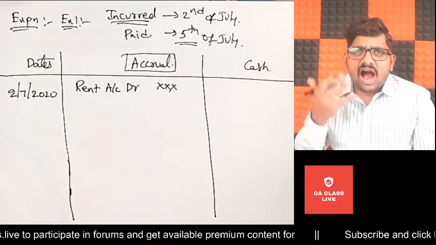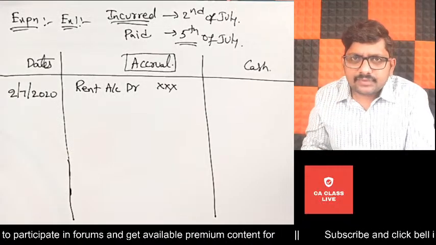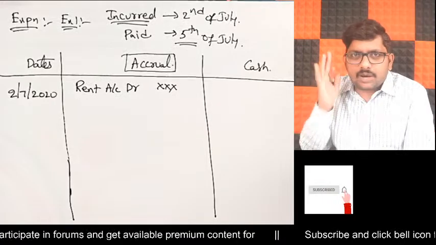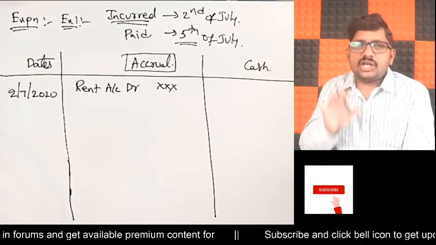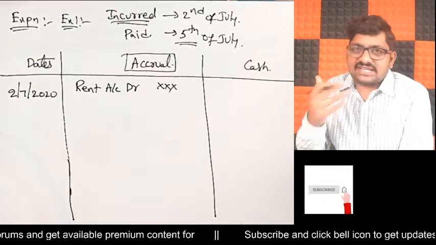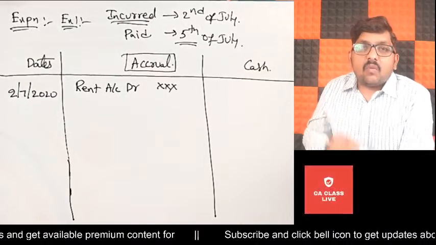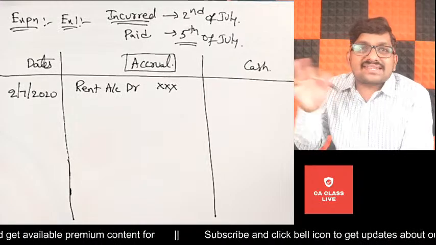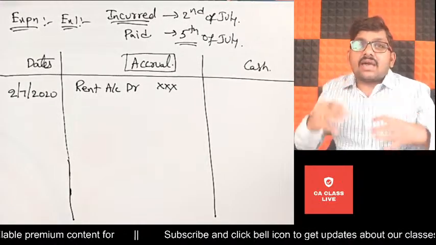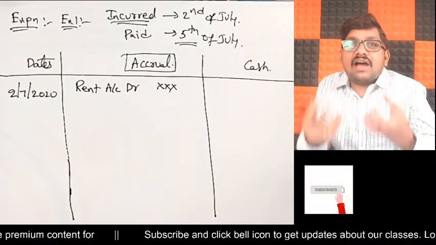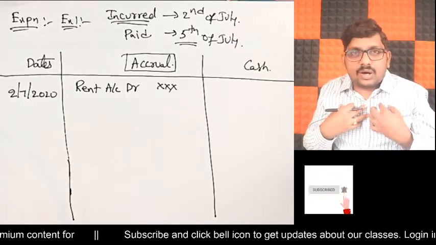Does it mean that you need not pay after 2nd? You have to pay, whether you like it or not. You have to pay after 2nd also. So what does it mean? Once you have not paid, you cannot escape from your liability. That liability still exists, and we have to bring that liability into our books of accounts.